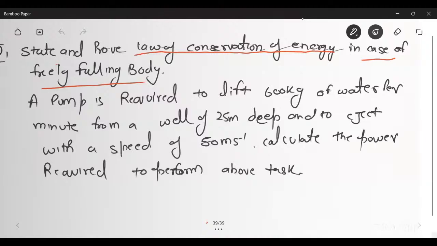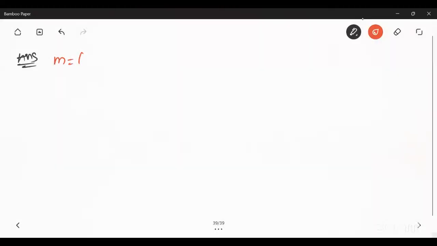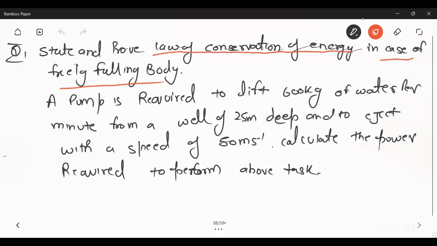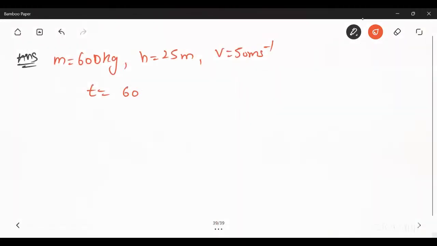Now come to the second part. What the question is saying is that the mass of the body is 600 kg and the height of the well is 25 meter and velocity is 50 meter per second. It is flowing with a velocity of 50 meter per second, and what is the time required? Calculate the power required to perform the above task. Okay, everything else is given in seconds, so take it as 60 second. We have to calculate it for 1 minute.